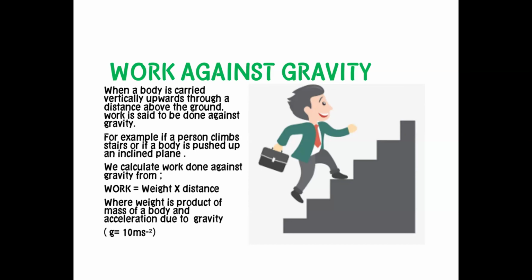But if work is being done against gravity, that means we are opposing the gravity. For example, if you are moving a body up an inclined plane, that is one. Then the second, if a person is climbing stairs. So if someone talks about work done, then that one is force times distance. If someone talks about work done against gravity, then we'll use weight times distance moved vertically upwards.